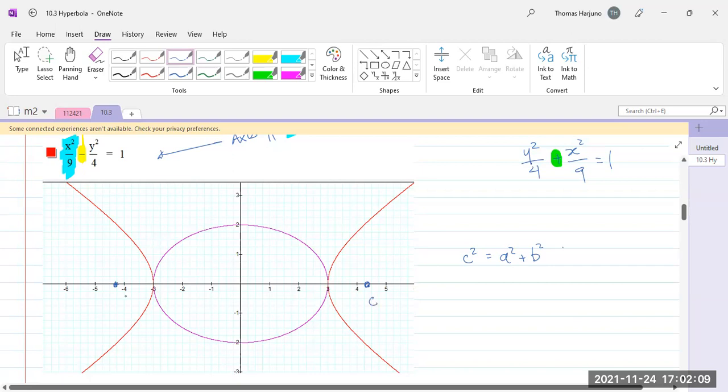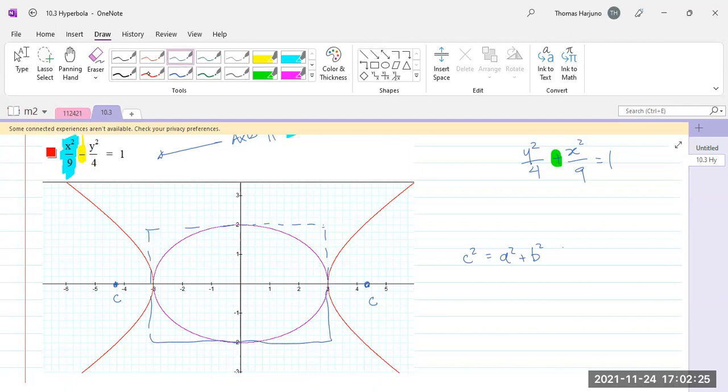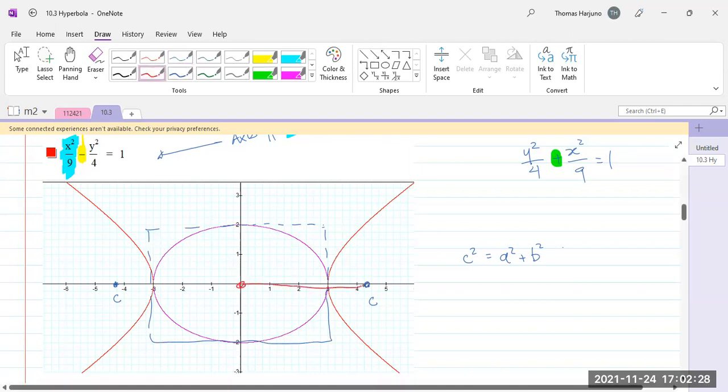a squared plus b squared. Actually, you can see it this way. If you have a rectangle here, the distance from the center to c is the same as the distance from the center to one of the vertices of the rectangle. So you get the vertex and then you drop it down. So it should be around here, I believe.